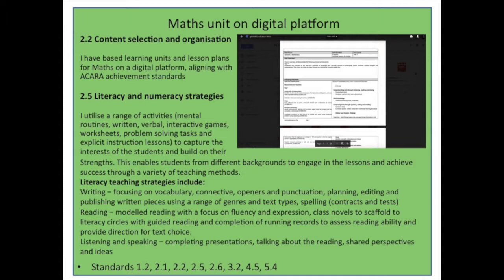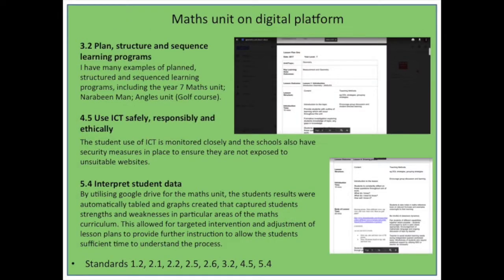Throughout my placements, I discovered a range of literacy teaching strategies focusing on reading, writing, listening, and speaking. The literacy and numeracy strategies are also embedded across each learning area and are not just specific to English and maths. These learning programs were planned, structured, and sequenced in alignment with the ACARA achievement standard and in consultation with what the mentor teachers have already taught the students.